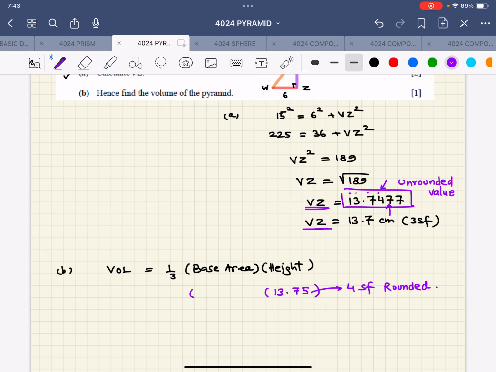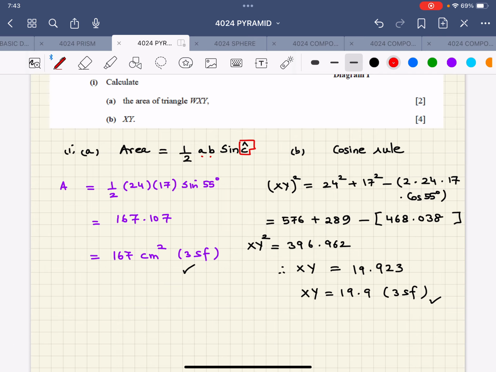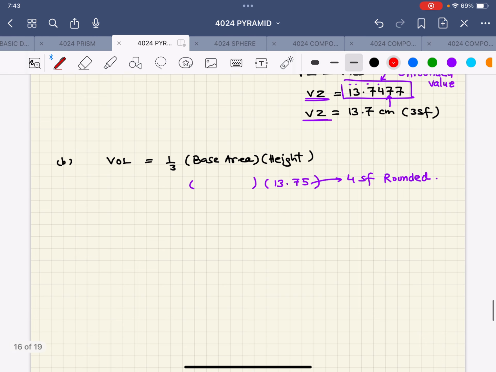So now what is the base area? Base area is over here, which is this. Again, we will use the unrounded value, which is 167.107. So this is 167.107. Don't forget this 1/3 over here. Don't forget that you have to use the calculator.